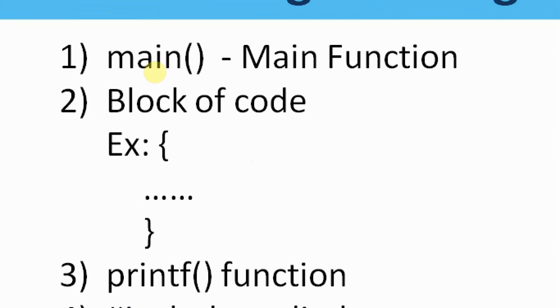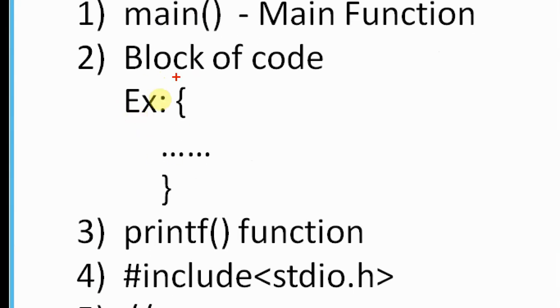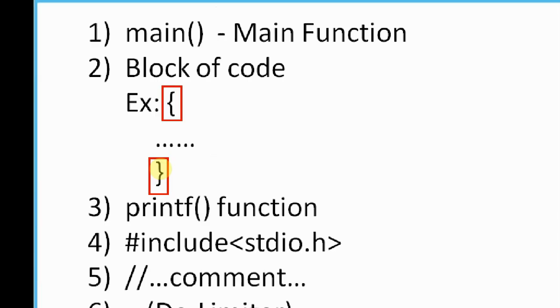Next, the second one is block of code. Generally we write a block of code with open curly braces and close curly braces. This represents a block of code. It is used to define a function in a C program, and here we are writing the main function. It is also known as a method or function definition or block of code.